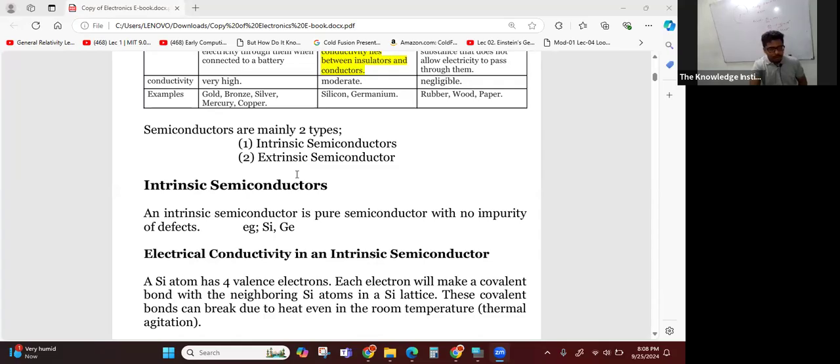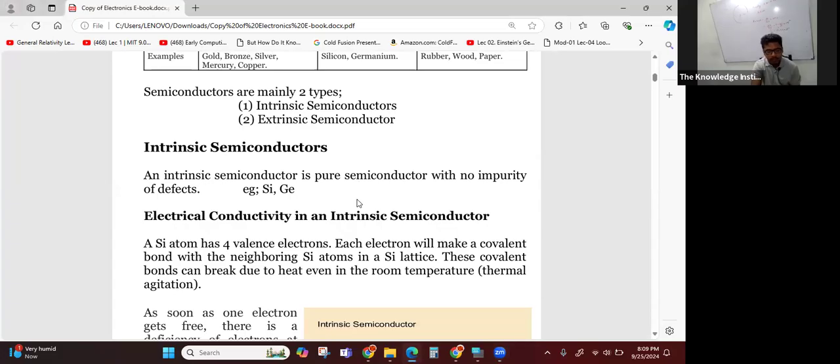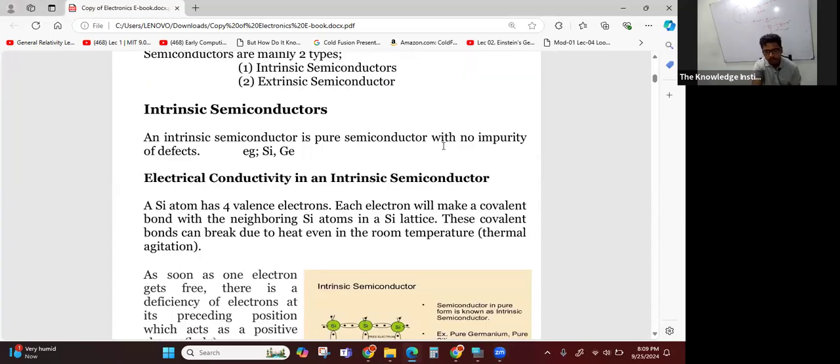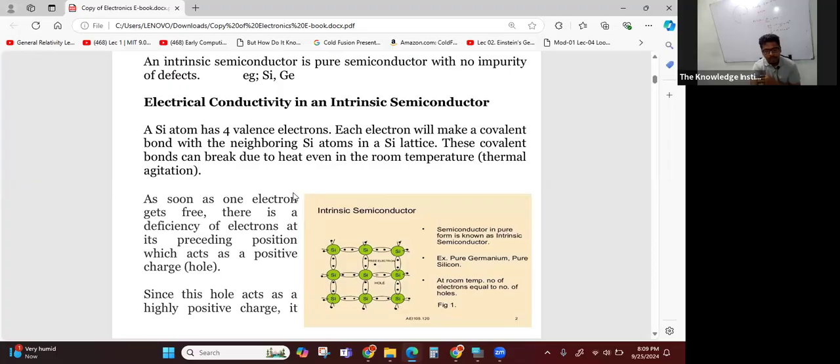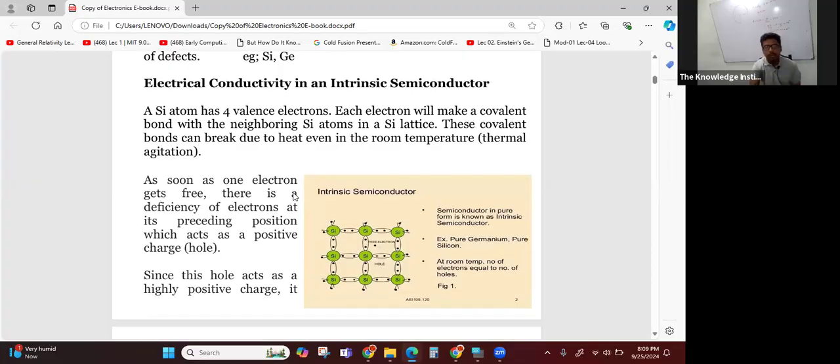All semiconductors we can classify into two groups, mainly intrinsic semiconductors and extrinsic semiconductors. So intrinsic semiconductors are the ones with pure substance. An intrinsic semiconductor is a pure semiconductor with no impurity or defect. Example, silicon or germanium. In an intrinsic semiconductor, even at room temperature, due to thermal energy, the bond will break and then an electron-hole pair will be created.